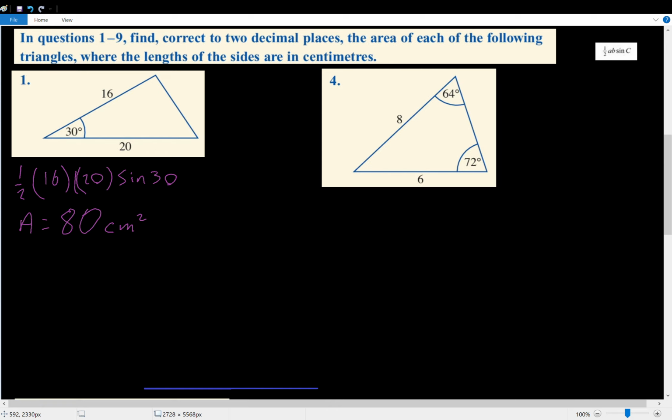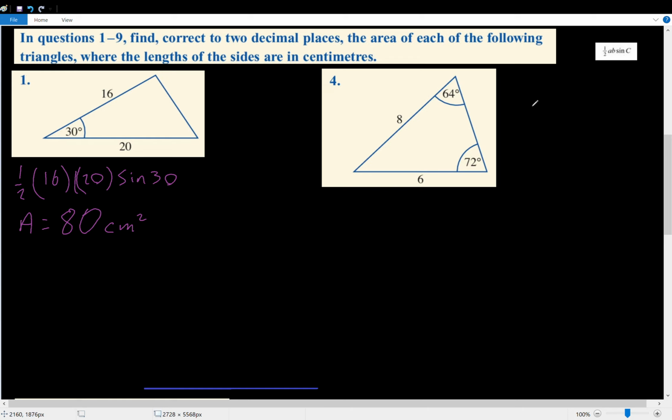And for question 4, we're going to use the same formula. But this time around, we've got to actually calculate the measure of the angle in between them because we aren't given it. We're given 2 sides, we're given 2 angles, but not the angle in between the 2 sides. And we don't get to just pick which angle we use. It has to be the angle that is between the 2 sides that we are given the length of in order to get the area. But the way we can figure that out is that all 3 of these angles should add to 180 degrees. That's what happens within triangles.